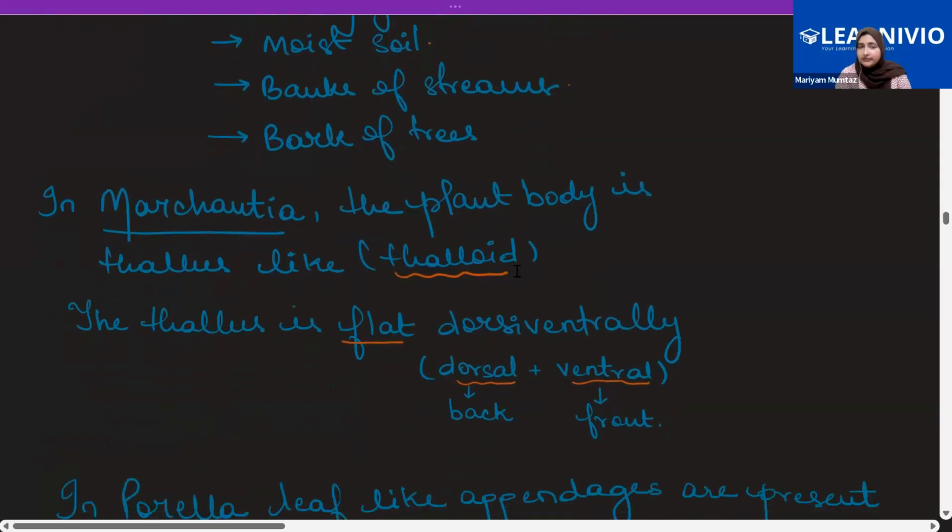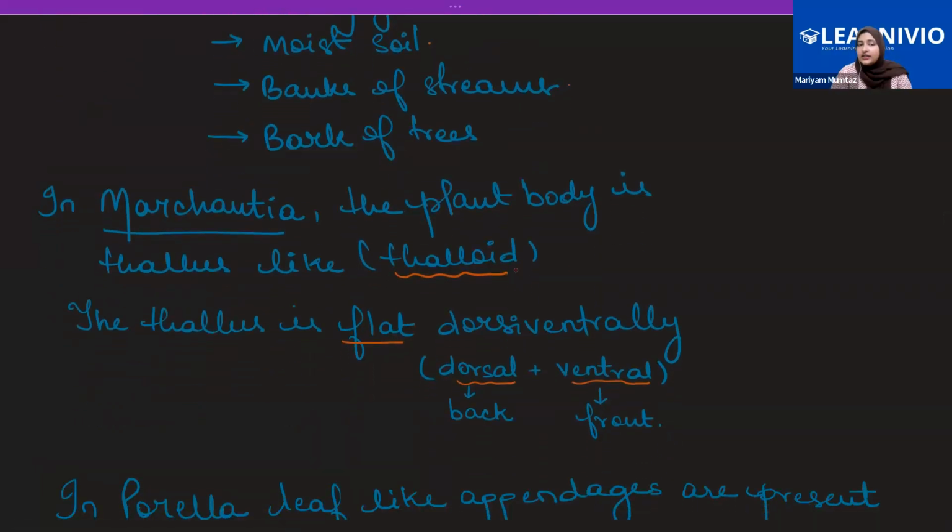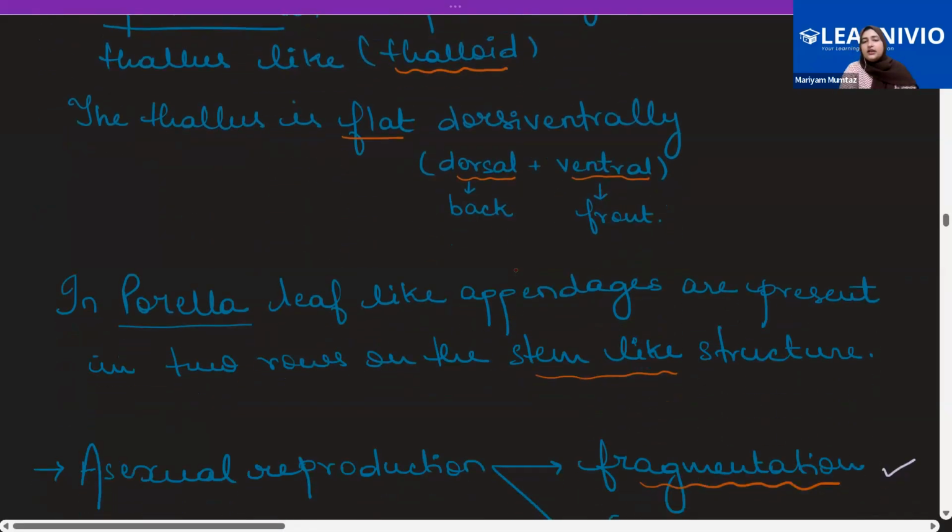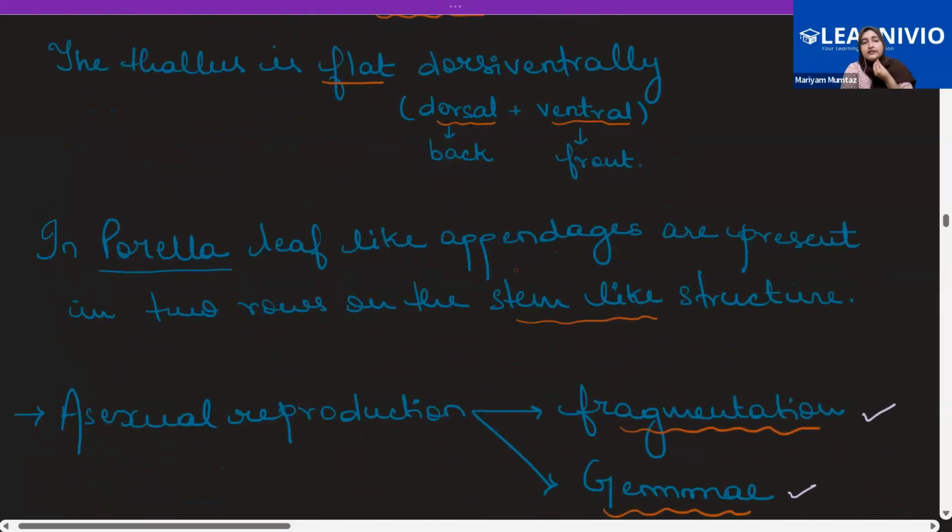Now in them, the main plant body is thalloid, thallus-like, not differentiated into leaf-like or stem-like structures. And the thallus is flat. Flat means dorsiventrally flat, meaning flat from the back and the front, like this. Flat, just like a platyhelminth.